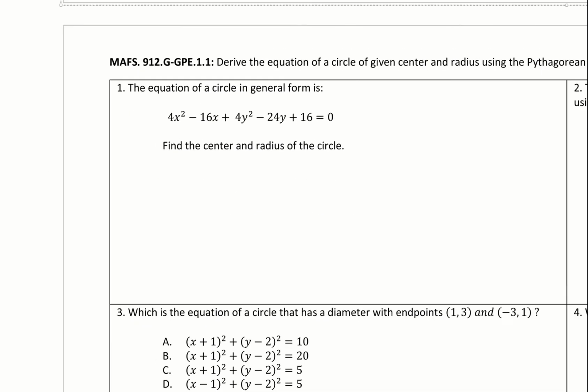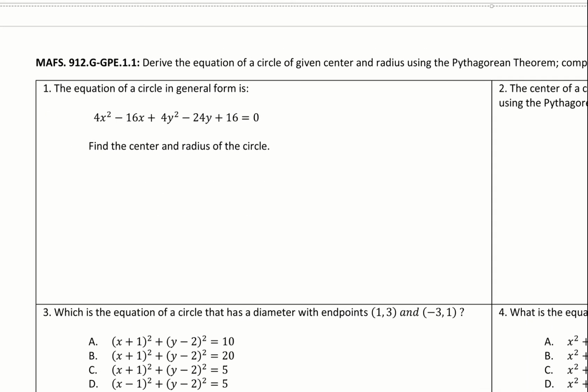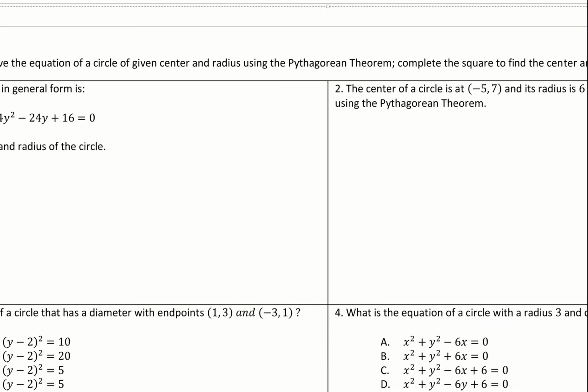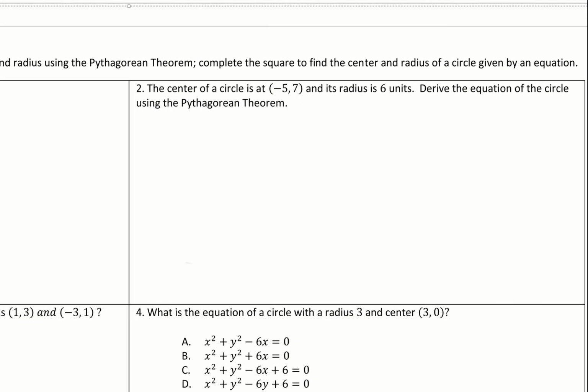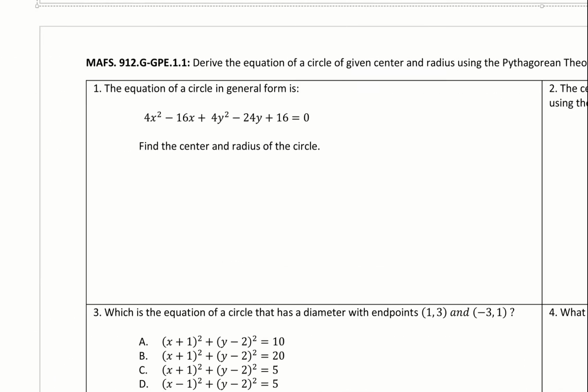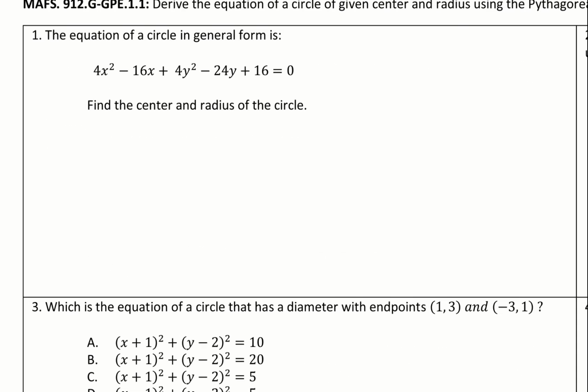All right. So derive the equation of a circle of a given center and radius using the Pythagorean theorem. Complete the square to find the center and radius of a circle given by an equation. So that's the next standard here. So we have an equation in general form, and so we want to complete the square here. So essentially what we're doing is completing the square, and I'll remind you of how to do that in case you forget. So let's go ahead and go to the problem.